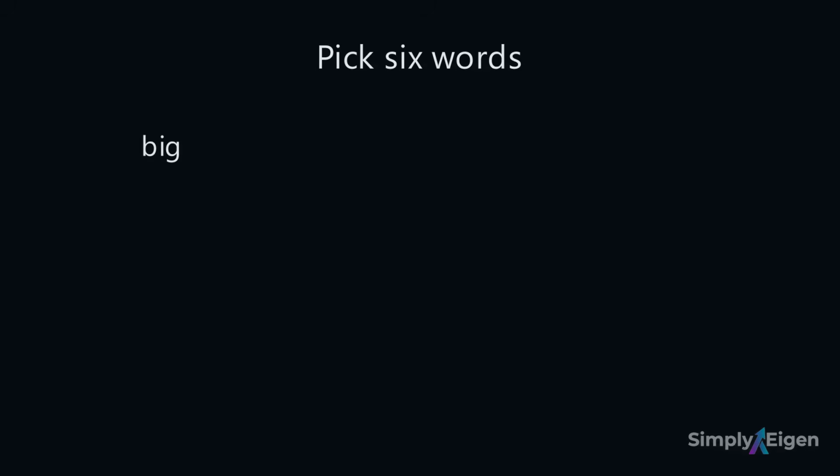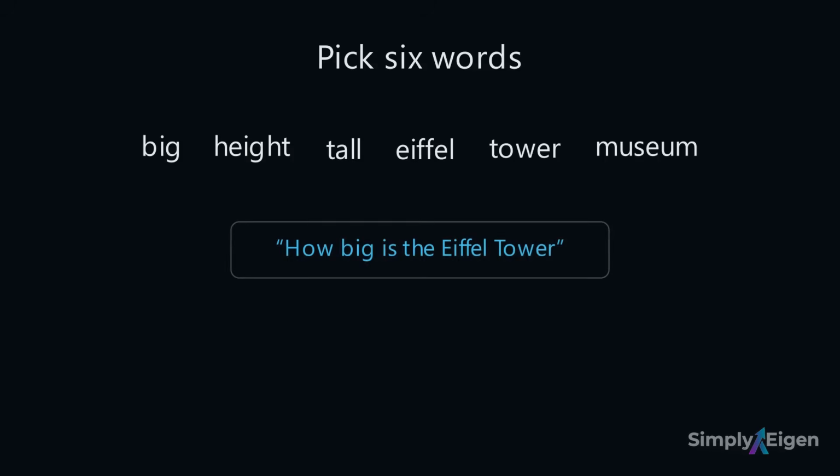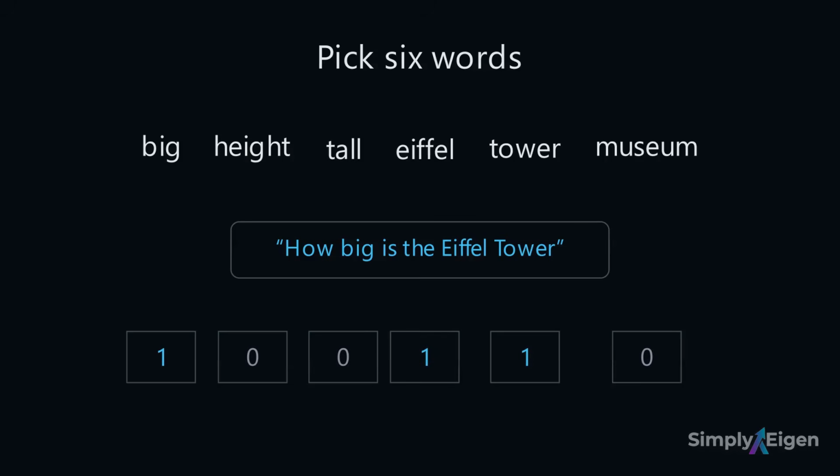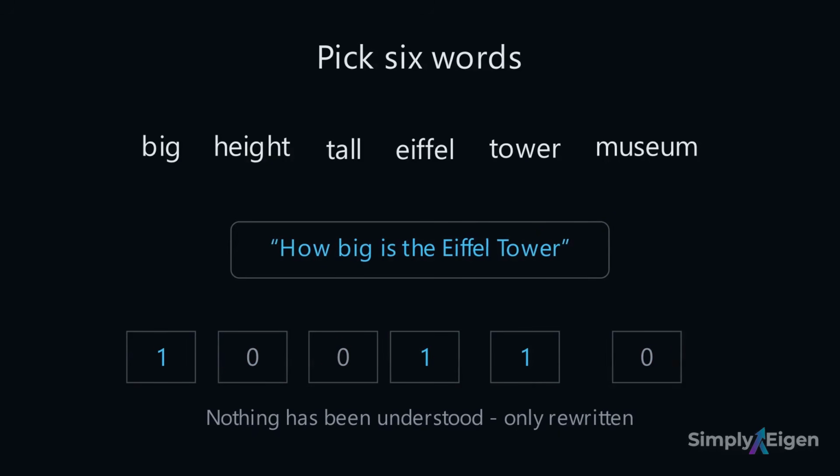Start small. Forget the whole language and pick 6 words. Big, height, tall, Eiffel, tower, museum. Now any sentence can be written as 6 numbers. How many times each of those words appears in it. "How big is the Eiffel Tower" becomes 1, 0, 0, 1, 1, 0. It has "big," it has "Eiffel," it has "tower," and it has none of the others. The sentence is now a list of numbers. Nothing has been understood. It has just been written down differently.